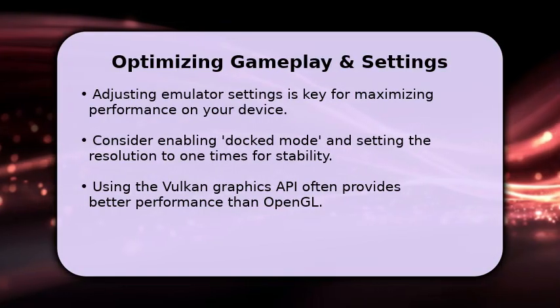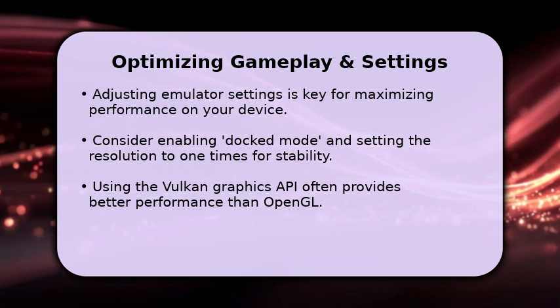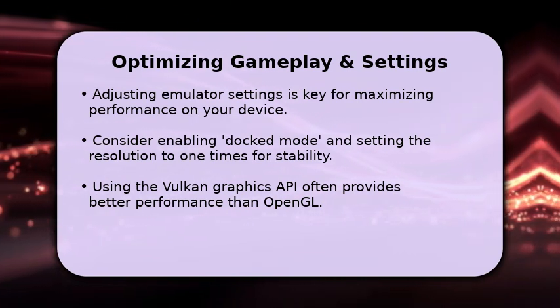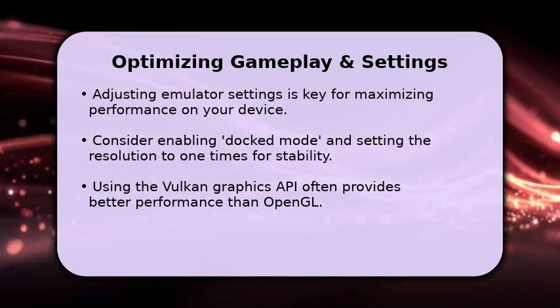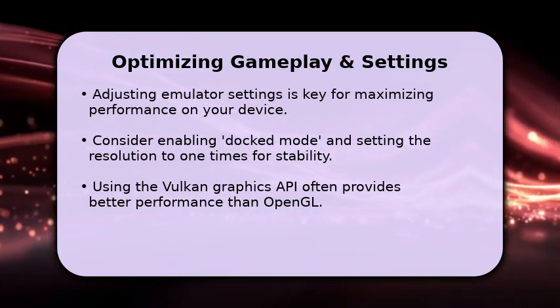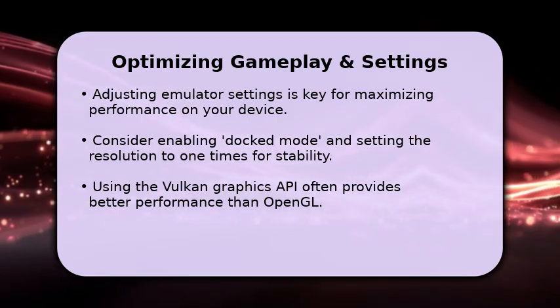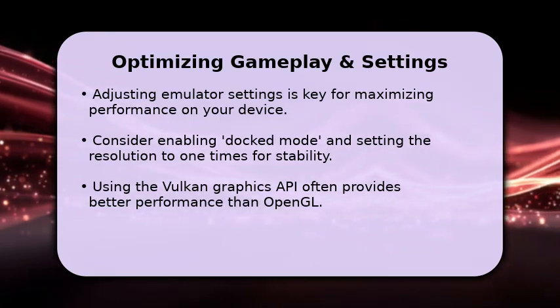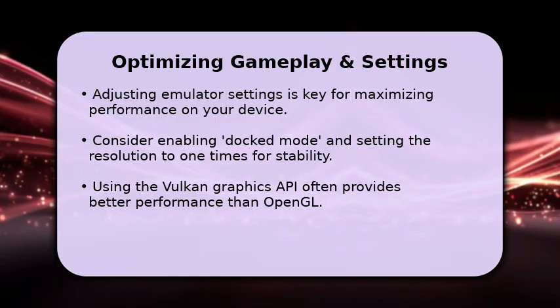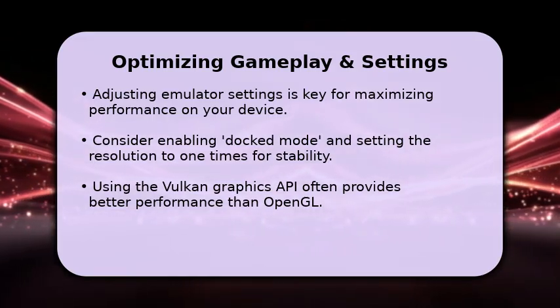Finally, let's optimize your gameplay. Within the emulator settings, try enabling docked mode and setting the resolution to 1x for a stable frame rate. For graphics, selecting the Vulkan API usually offers superior performance compared to OpenGL. Experiment with settings like asynchronous shaders and disk shader cache for smoother visuals. For the best experience, connecting an external Bluetooth controller is highly recommended, transforming your phone into a portable console.